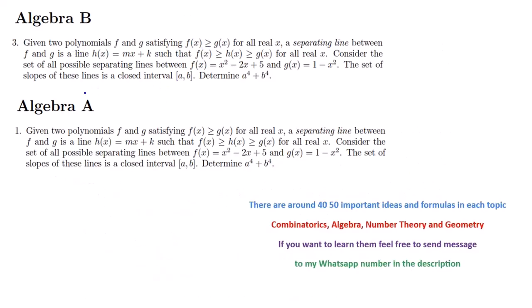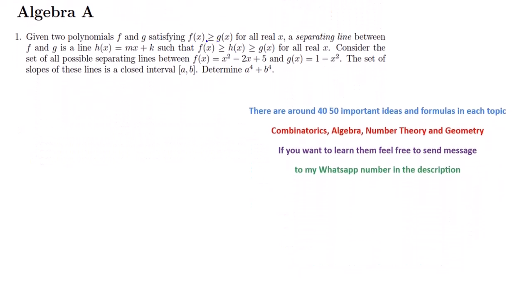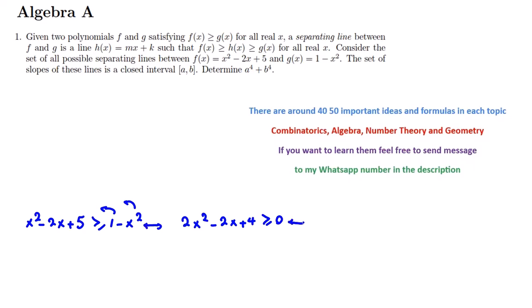Okay, let's try this problem together. Algebra B problem 3, and Algebra A problem 1. So here, we can say f of x is greater than or equal to g of x. Let's check if it is correct. x squared minus 2x plus 5 should always be greater than or equal to 1 minus x squared. If you take these two things to the left side, 2x squared minus 2x plus 4 is greater than or equal to 0. It is equivalent to x squared minus x plus 2 greater than or equal to 0, which is equivalent to (x minus 1/2) squared plus 7/4 greater than or equal to 0. Obviously, it is true because a square is at least 0.